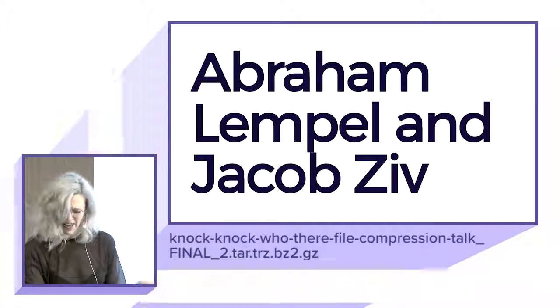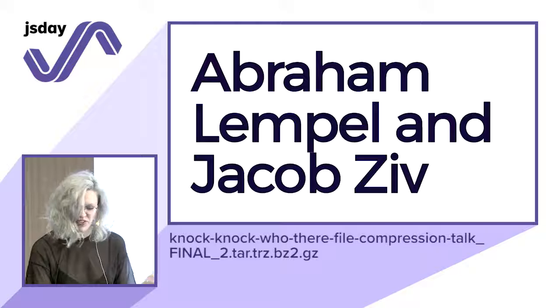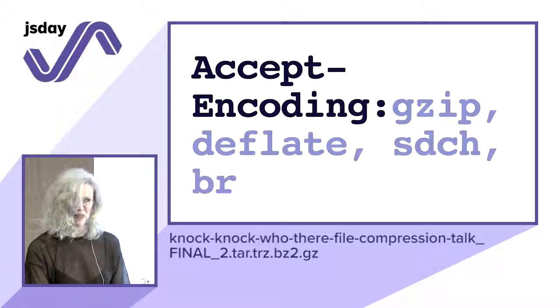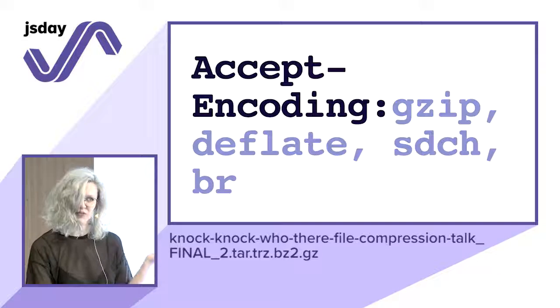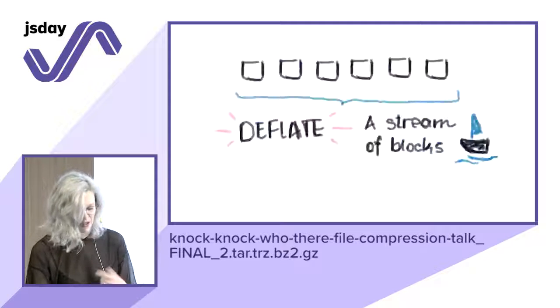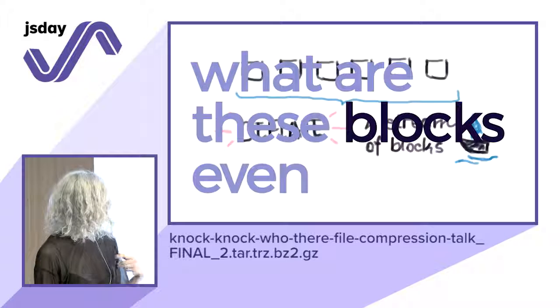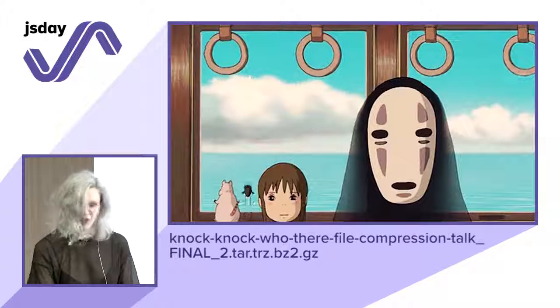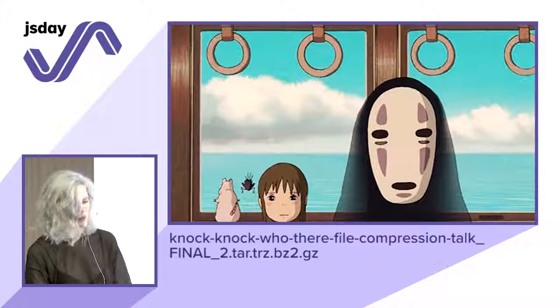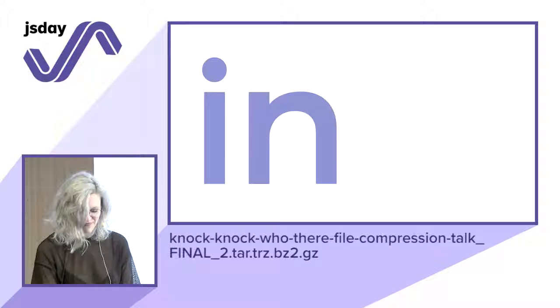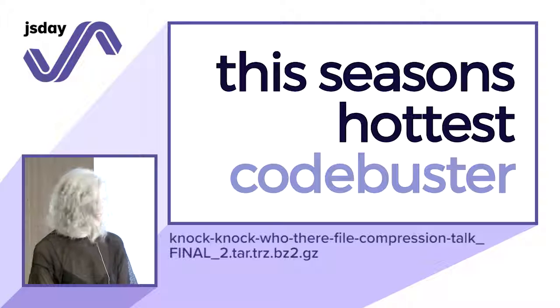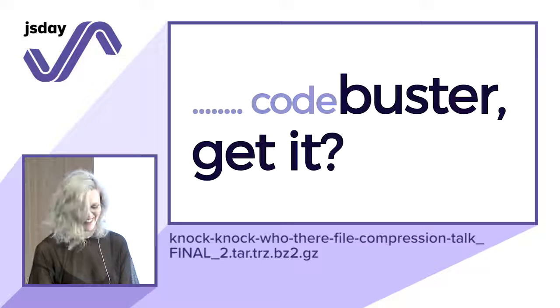Days, Italy, 2017, 11th of May. There will be coding. There will be Abraham Lempel and Jacob Ziv. What do they have to do with this? Accept-Encoding. Whoa, awesome. Gzip, deflate, brotli. What is even brotli? There will be illustrations. Of what? What are these blocks even? Let's figure this out. We will be waiting. What will we be waiting for? In this season, hottest Codebuster. Codebuster. Get it? Get it.